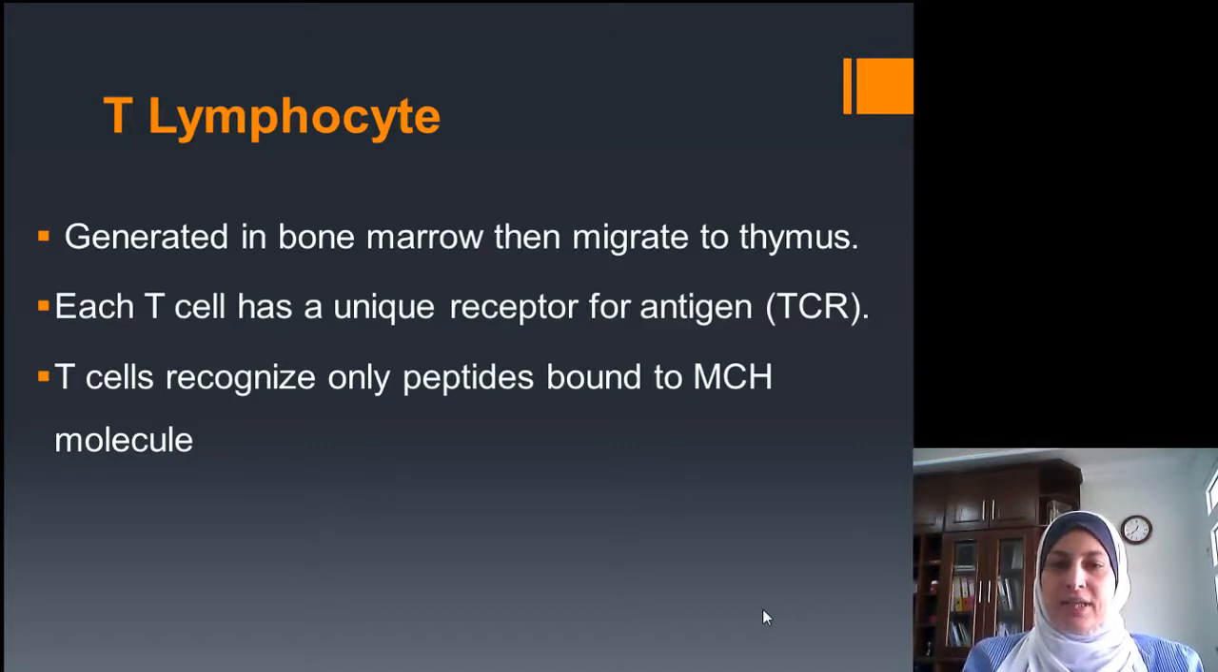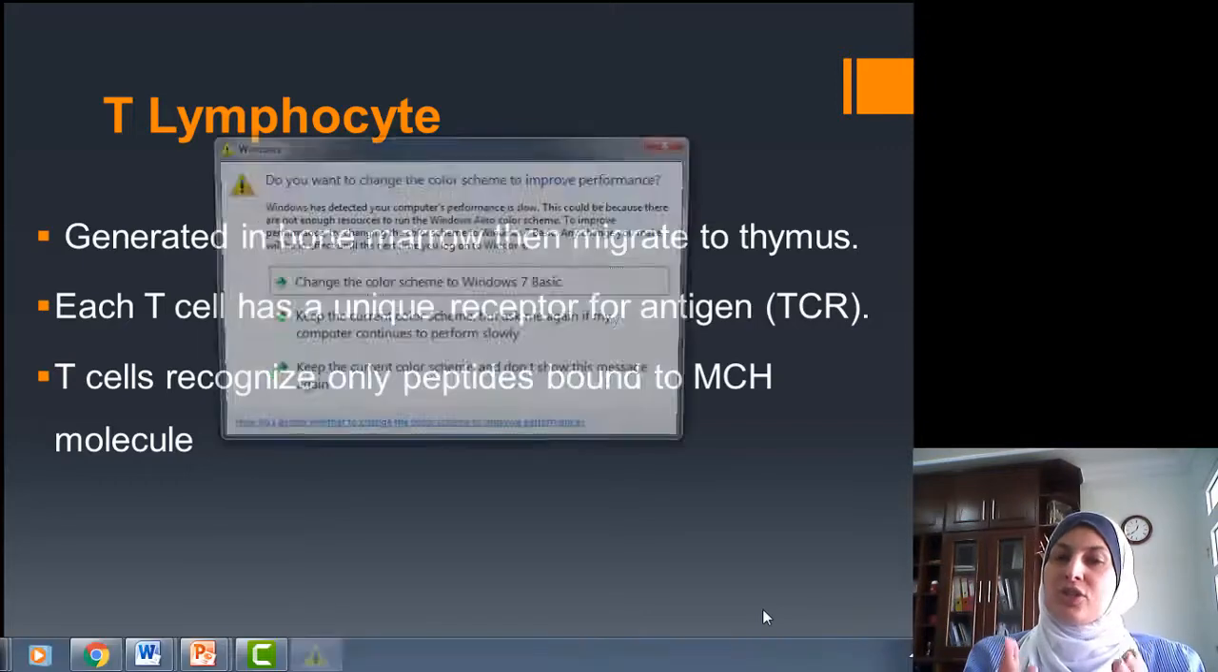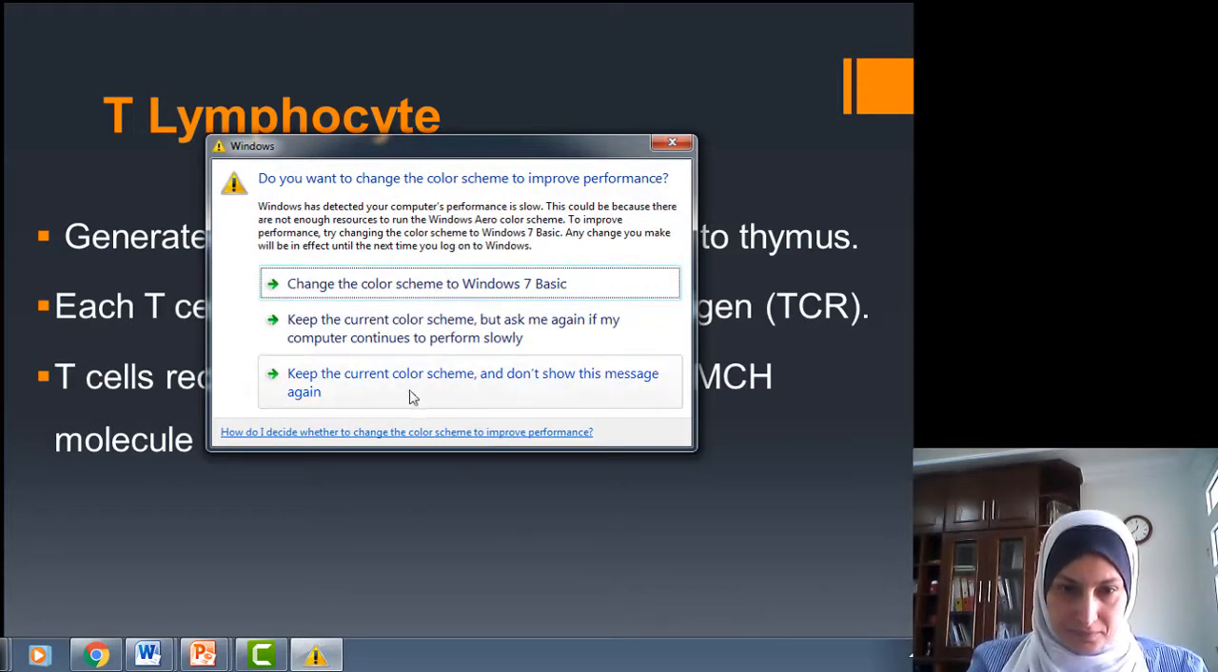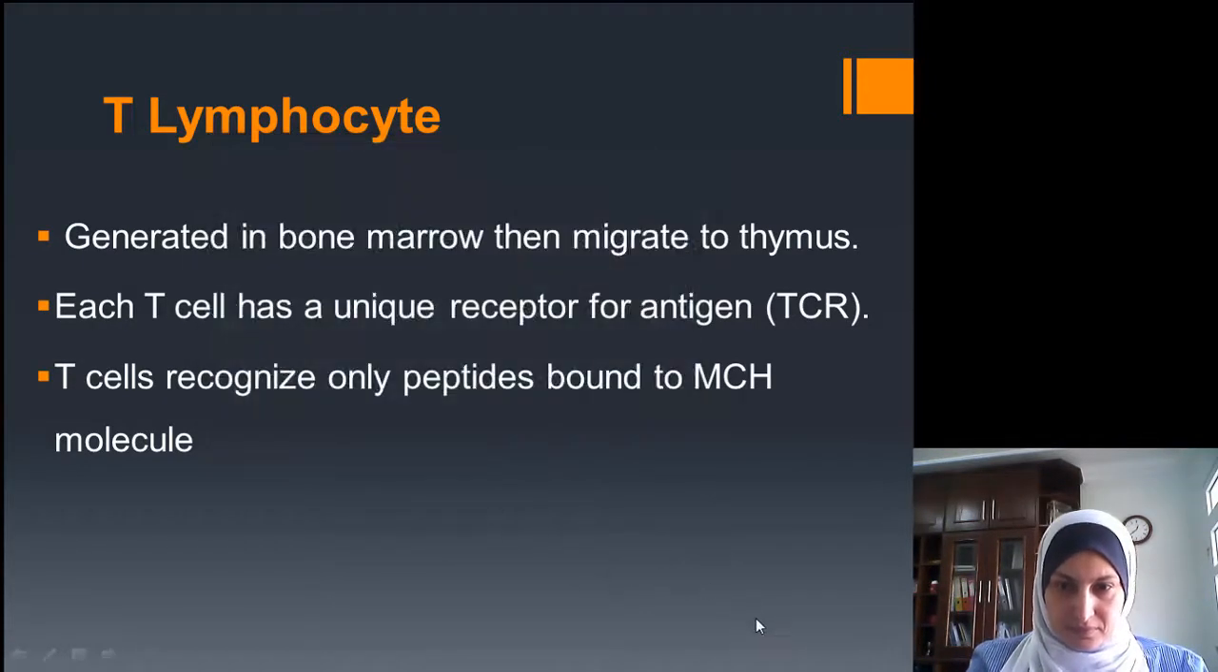Each cell has a unique T cell receptor. For the B cell, they have a B cell receptor, which is the antibody. For the T lymphocytes, they have a T cell receptor, and each T cell is responsible for recognizing a specific type of antigen. The same story for the B cell.